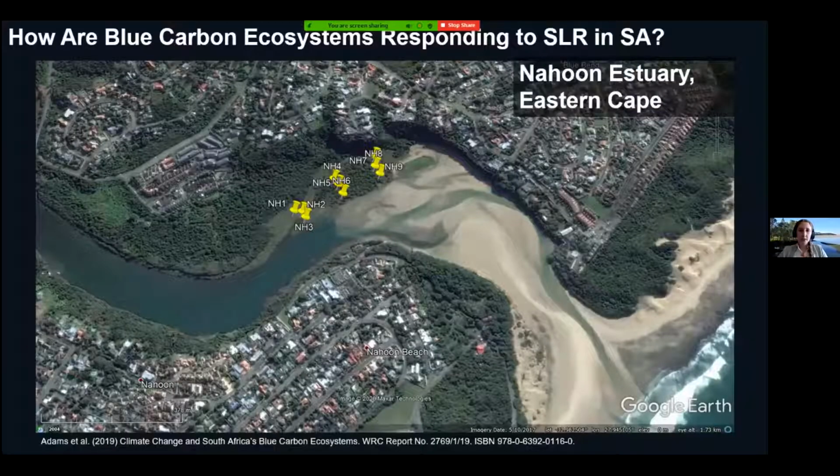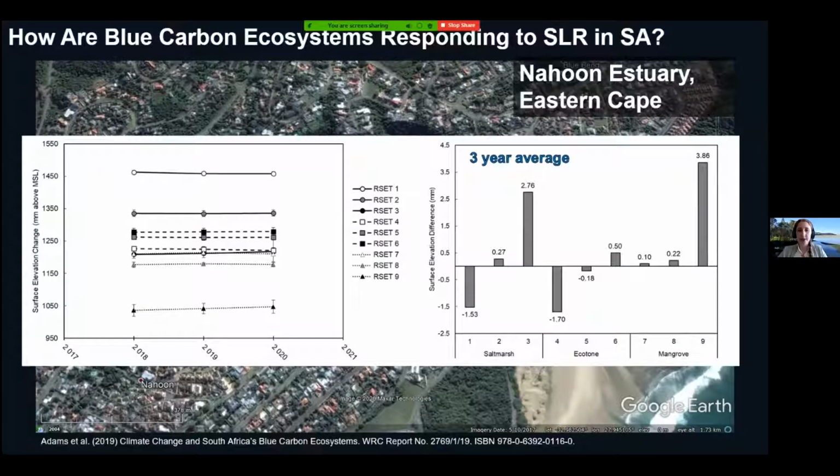Okay, the next estuary is the Nahoon estuary in the Eastern Cape. You can see from this figure, we have 3 benchmarks in salt marsh, 3 benchmarks across a mangrove salt marsh ecotone, and 3 benchmarks in the mangrove area. It's a very small habitat, but we're hoping that we can still get some interesting information out of it. This is also a short data set because these benchmarks were only placed at the beginning of my postdoc, so we've only been measuring for 3 years now. We can see also some increases, some decreases, some remaining the same.